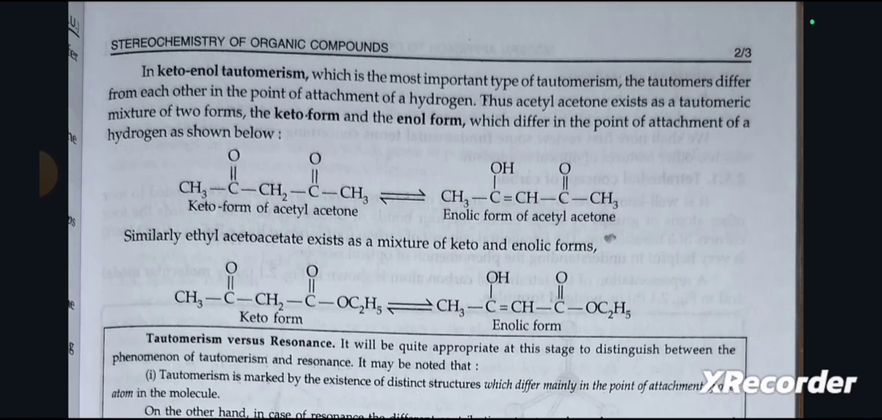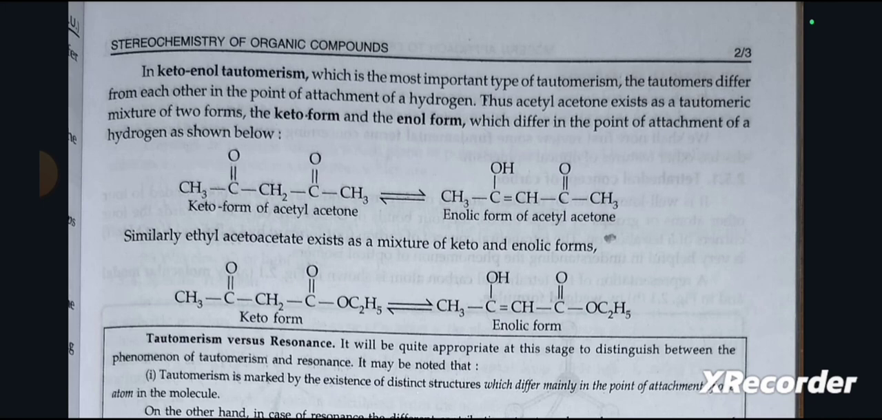In keto-enol tautomerism, which is the most important type of tautomerism, the tautomers differ from each other in the point of attachment of a hydrogen. Thus, ethyl acetoacetate exists as a tautomeric mixture of two forms, the keto form and the enol form, which differ in the point of attachment of a hydrogen as shown below. CH3CO, CH2CO, CH3 is the keto form of acetylacetone.